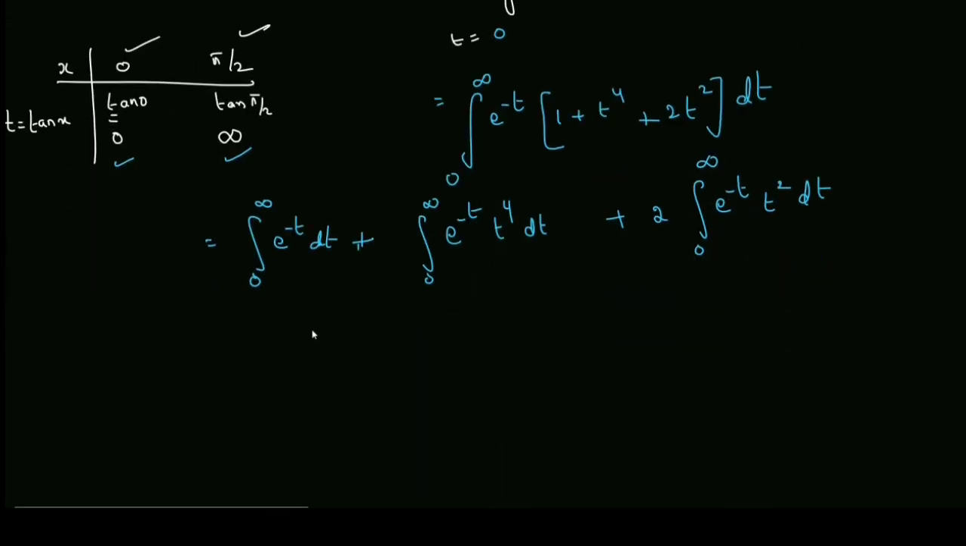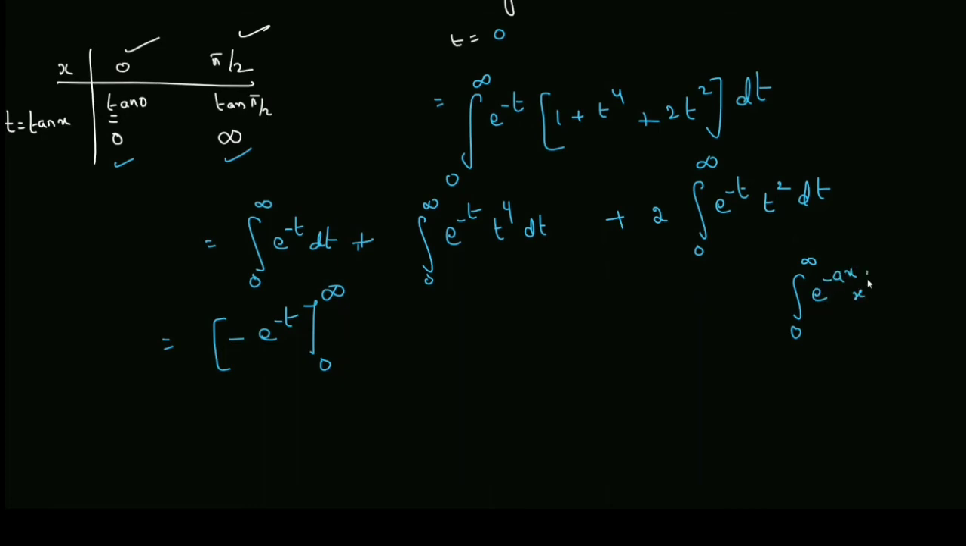Now you integrate. When you integrate e power minus t, the integration is e power minus t only, then the coefficient of t is minus 1, so you put the minus sign, and the limit is from 0 to infinity. And here you can use the gamma integral. What is the gamma integral formula? Integral 0 to infinity e power minus ax, x to the power n dx is equal to n factorial by a power n plus 1. So we can use that here.